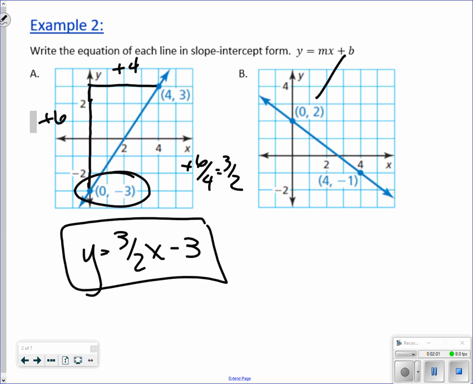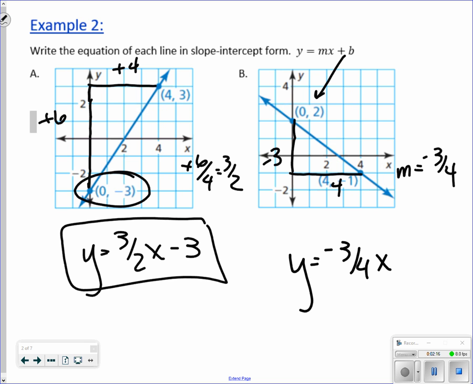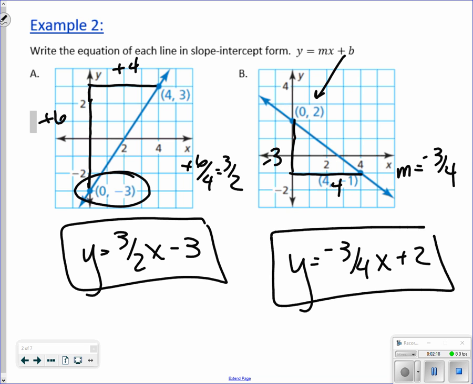So again, the y-intercept is the point (0, 2). This one goes down 2, or excuse me, down 3, to the right 4. So my slope is -3/4 from the picture, and the equation then would be y equals -3/4 x, because it's y equals mx plus b, and the y-intercept is the point (0, 2).